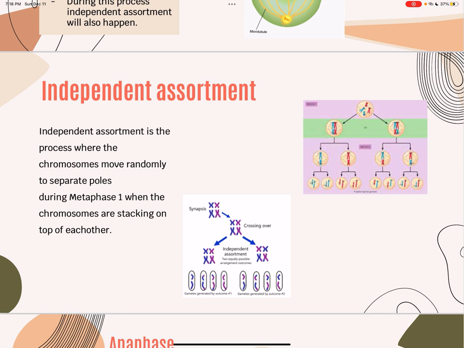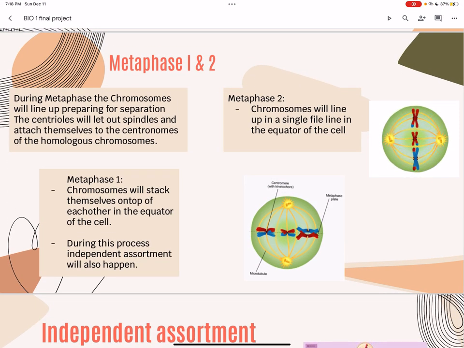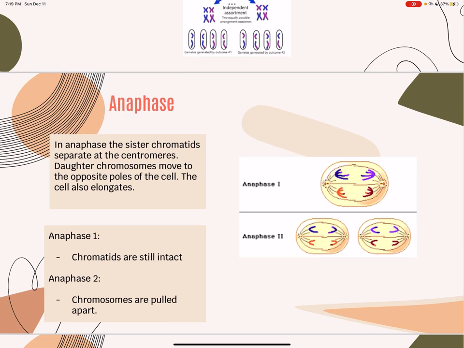Independent assortment is the process where chromosomes move randomly to the separate poles, and it happens during metaphase 1, as you can see here. The difference between metaphase 1 and metaphase 2 is that the chromosomes don't stack on top of each other in metaphase 2, and also independent assortment does not happen in metaphase 2. Only in metaphase 1. And now my lovely partner will take it from me.